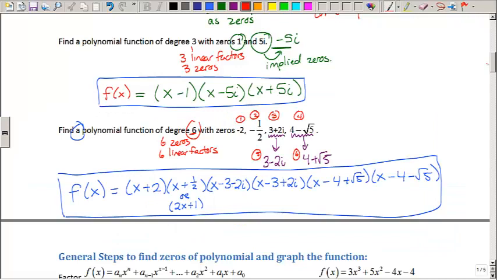So that covers the theorems that we needed to discuss. Now we're actually going to be using the theorems.